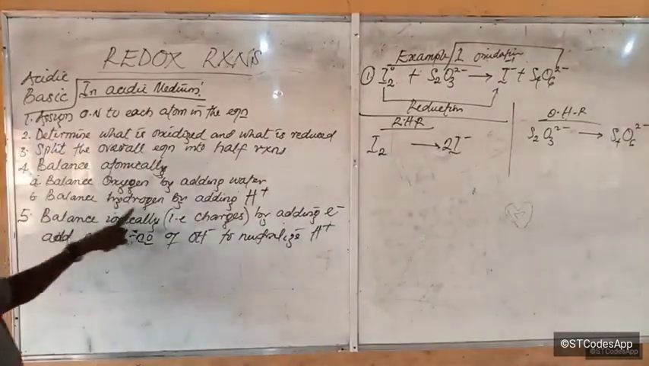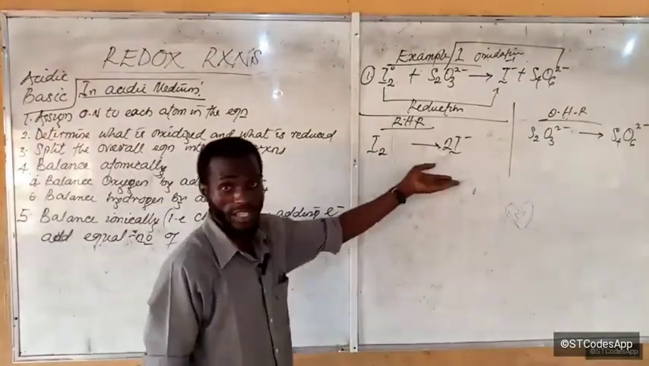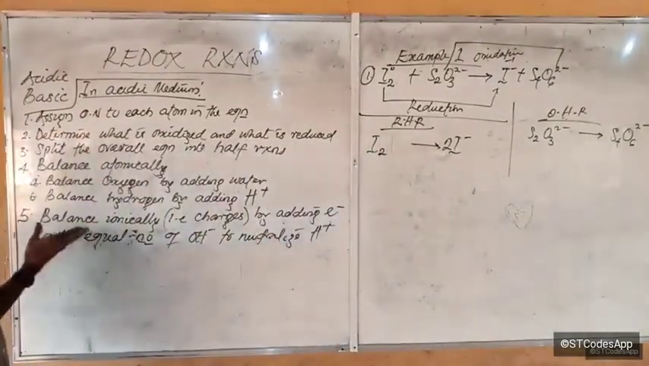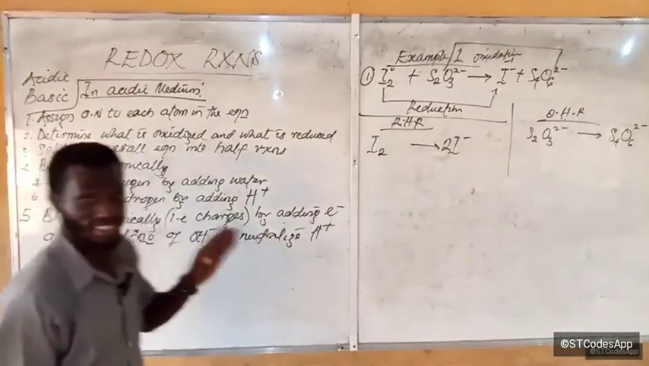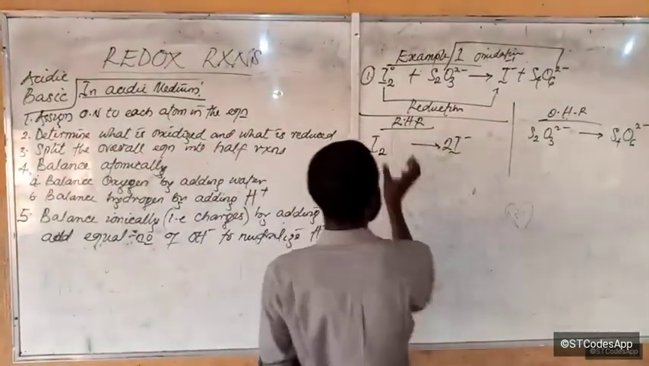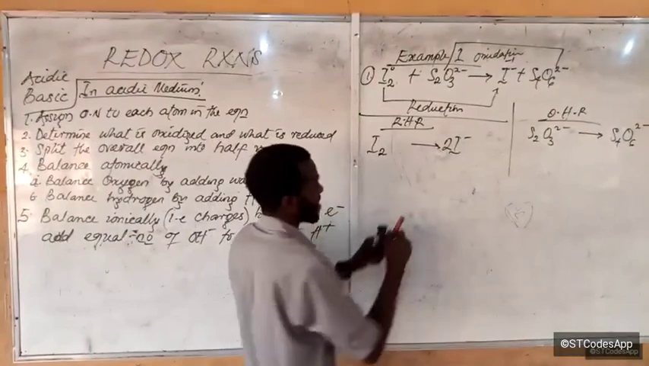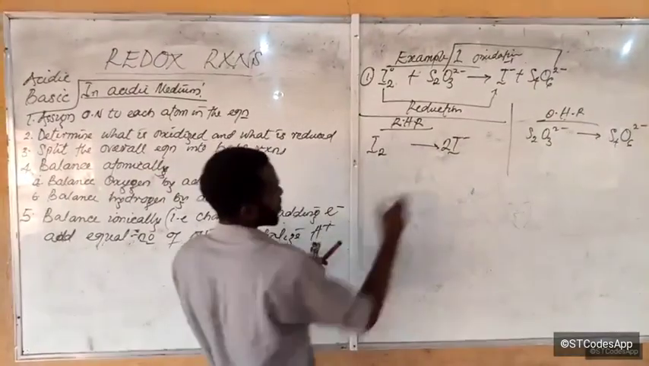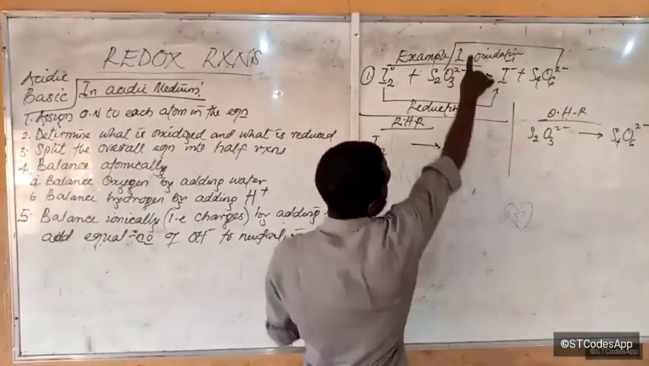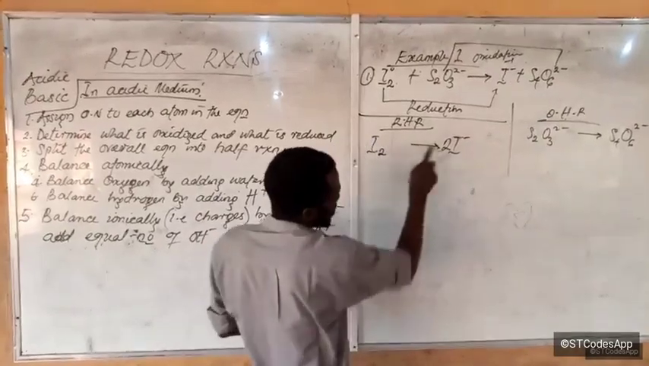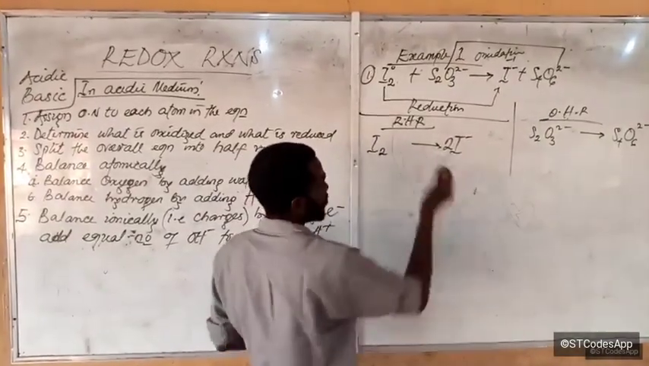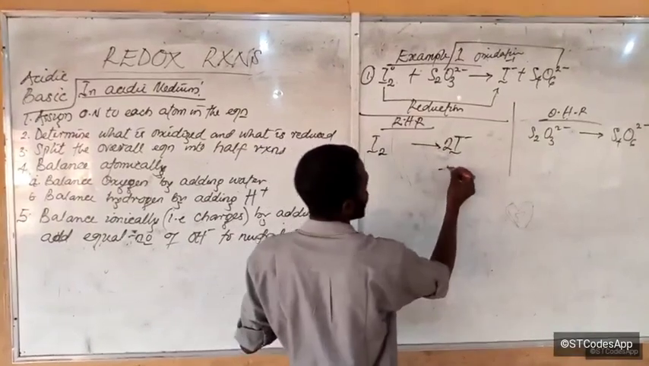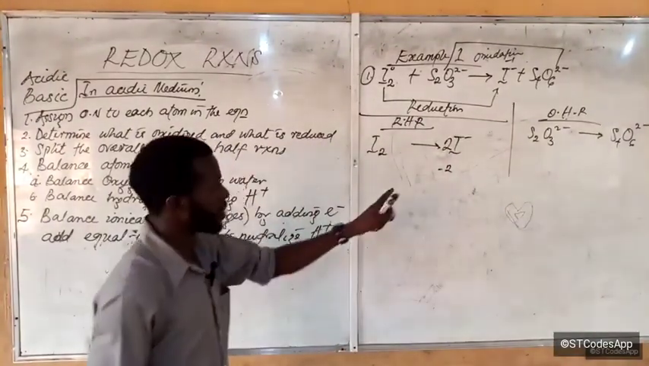Now let's see. The next thing says you add hydrogen, if there is hydrogen. There is no hydrogen here. Is that okay? So balance ionically now, that is to balance the charges. We have balanced the atoms. Now let's balance the charges. How do we balance the charges? What's the total charge here? Here it's carrying -1. Is that okay? But now 2 has been added. So 2 times -1 is going to be what? -2.